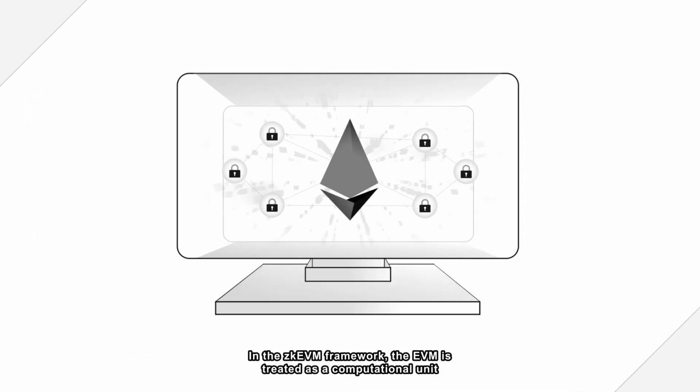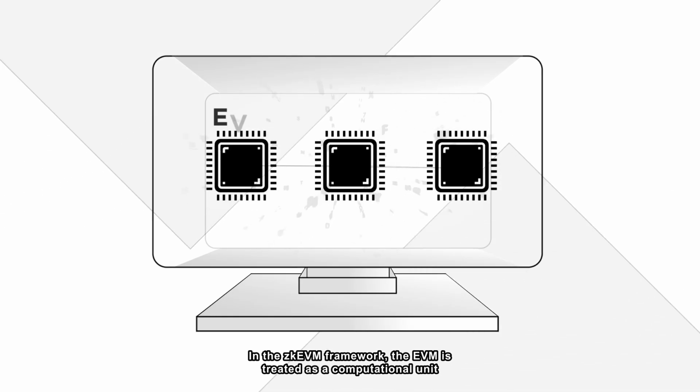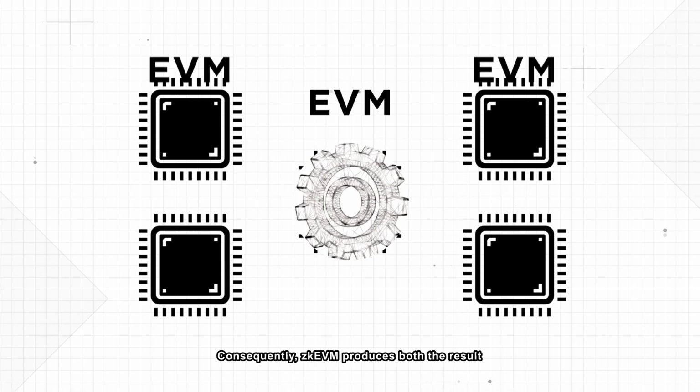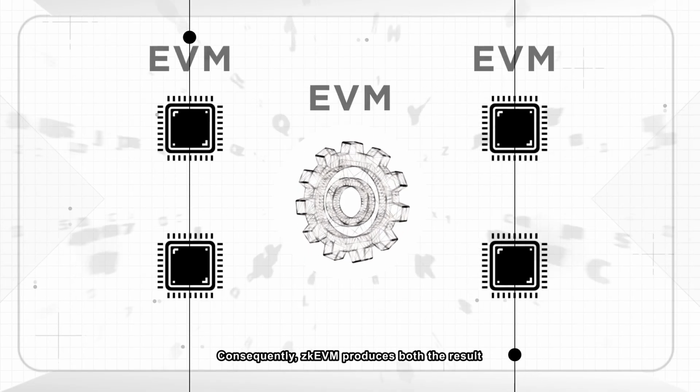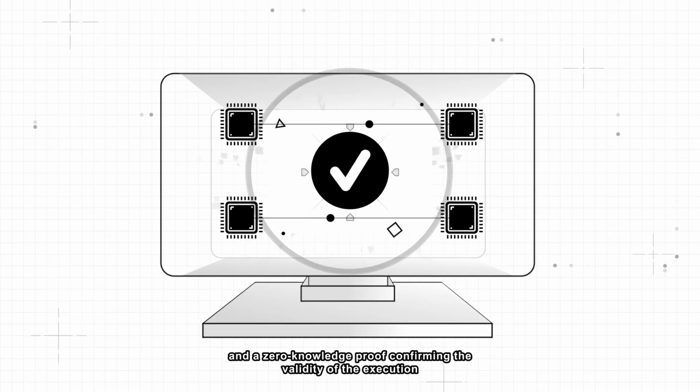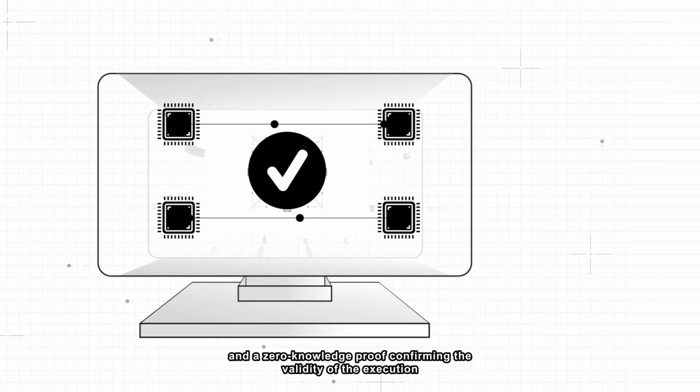In the zkEVM framework, the Ethereum virtual machine is treated as a computational unit. Consequently, the zero-knowledge Ethereum virtual machine produces both the result of the computation through the EVM and a zero-knowledge proof confirming the validity of the execution.